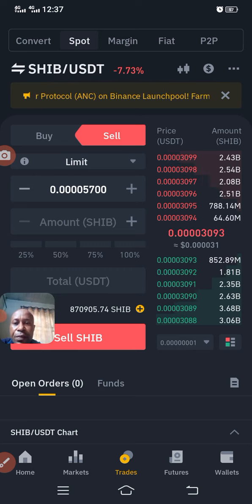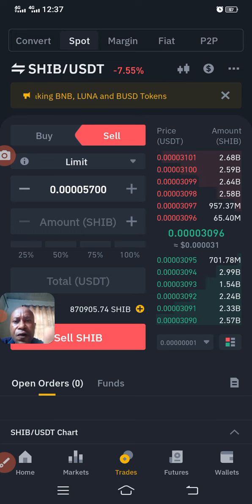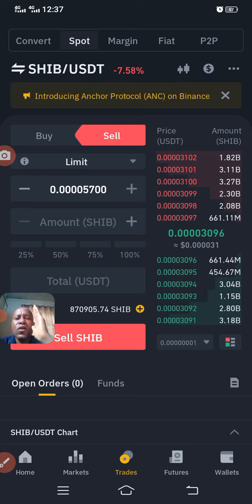It should sell my Shiba. Now I will give a command that, out of the whole Shiba Inu that I have, once price hits 0.00005700, the app or Binance should execute or sell my order. How do I do that?